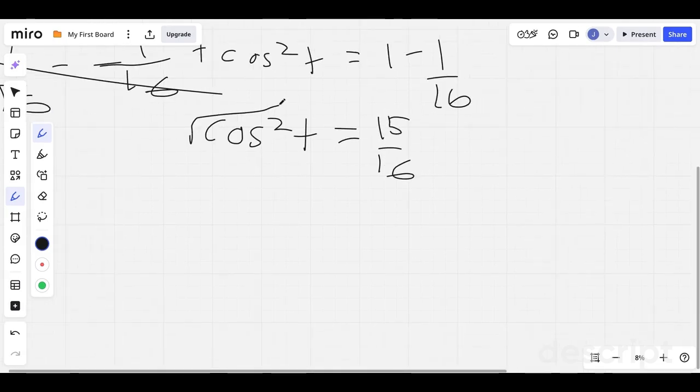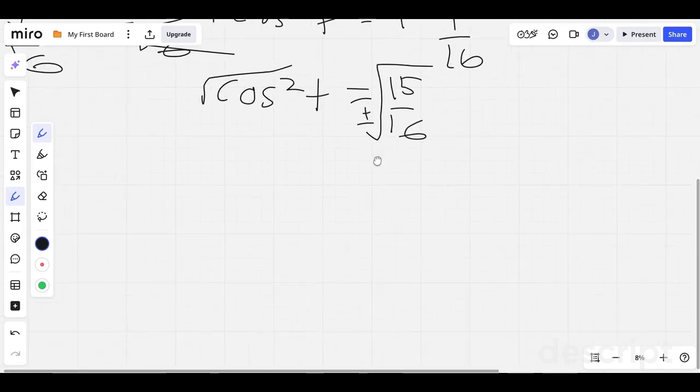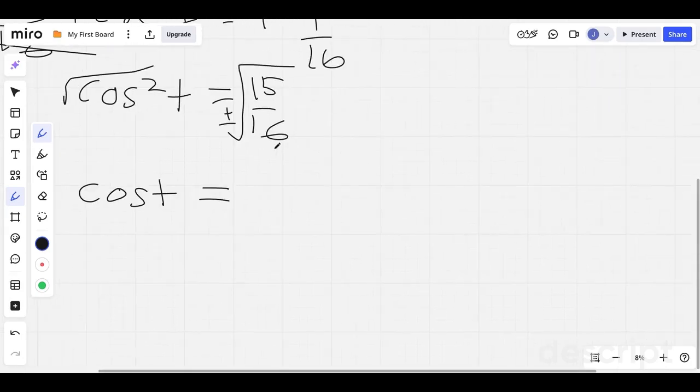Now we can take the square root of both sides. When you take a square root, don't forget your plus or minus. And now we can simplify both sides. Cosine of t, square root of 16 is equal to 4, so cosine of t is equal to plus or minus square root of 15 over 4.